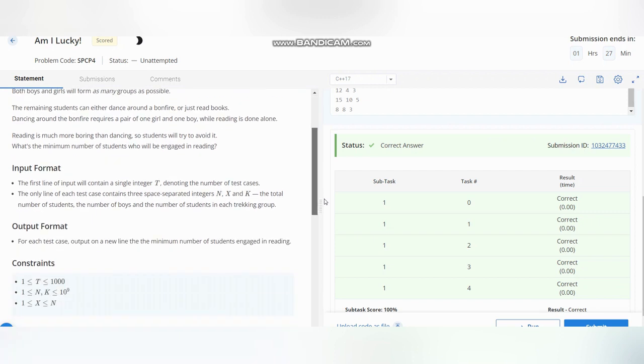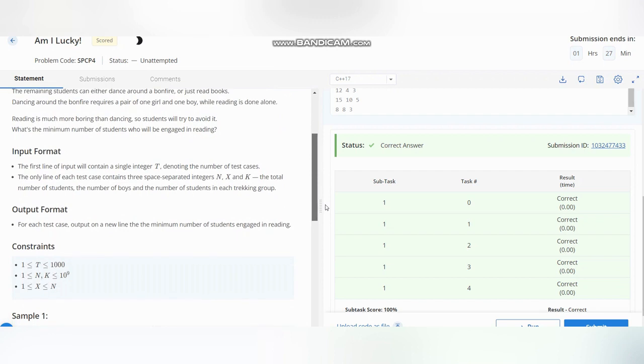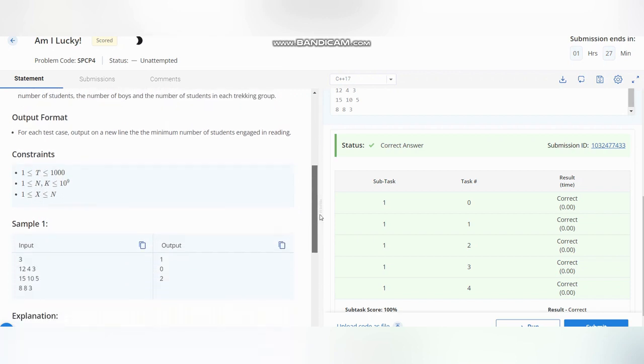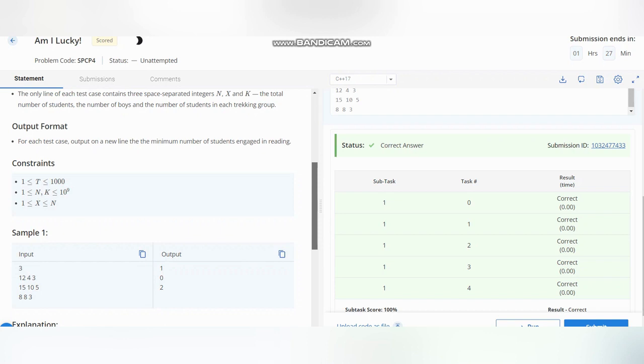So our input is T and the next line contains N, X, K. N is the total number of students, X is the total number of boys, and lastly K is the number of students in each trekking group. So let's see these examples to understand the approach, how we will be doing it. So first I have N, X, K. For N it is 12, X is 4, K is 3.